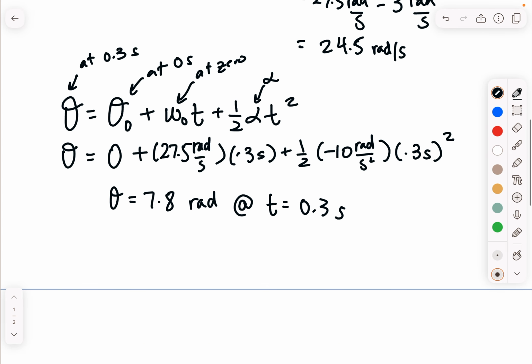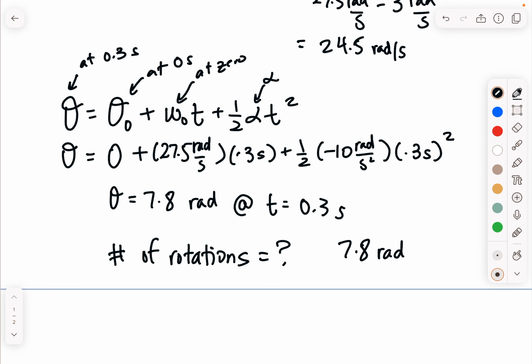So let me write out what I mean. Number of rotations. So what if this question asks you for the number of rotations, right? How many times did it rotate? Well, we know that the full rotation was 7.8 radians. We know that 1 full rotation is 2 pi radians.